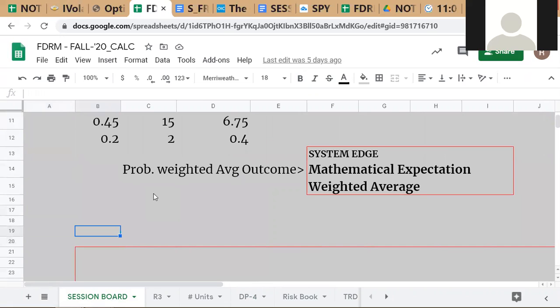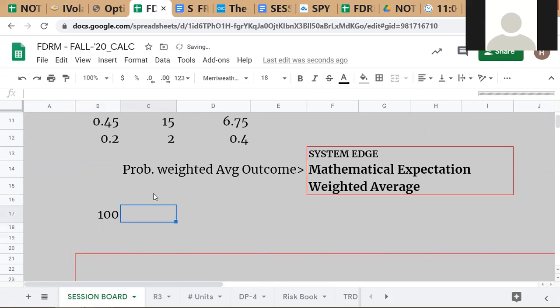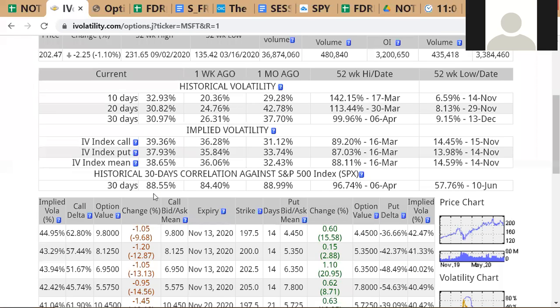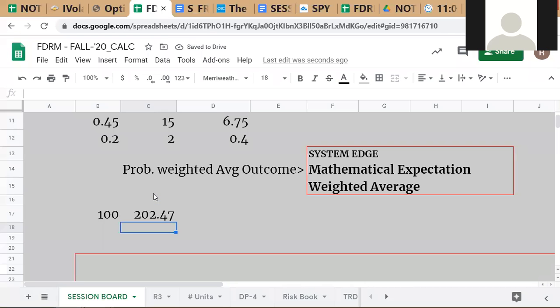Okay, so we have 100 shares. We have an exit price of 202.47. Am I right? Yeah. And the entry price is 197.5. All right. So yeah, maybe it's a good thing to do it here. Okay.